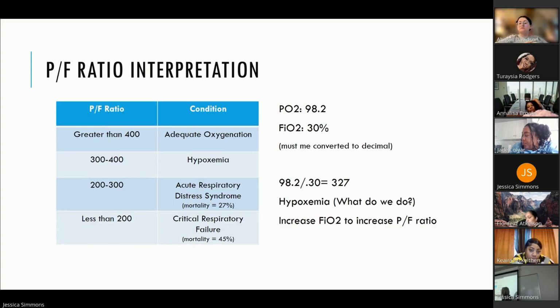So 300 to 400 is hypoxemia. 200 to 300 is ARDS. And less than 200 is critical respiratory failure. The mortality percent for ARDS is 27%, which is huge. Huge, huge, huge. The mortality rate for critical respiratory failure is 45%. So if our PF ratio is 327 and we're showing hypoxia, what do we need to do? We need to increase our FiO2. Okay.